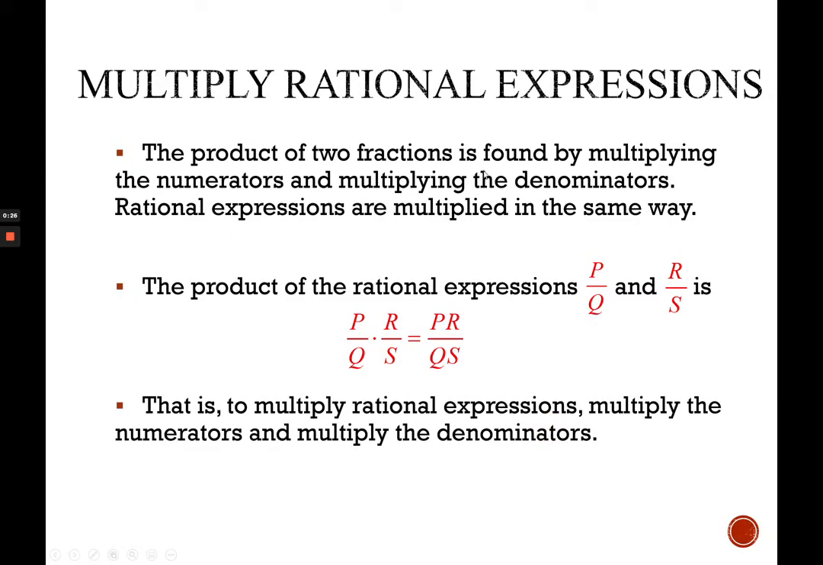The product of two fractions is found by multiplying the numerators and multiplying the denominators. Rational expressions are multiplied in the same way. The product of the rational expressions P over Q and R over S is P over Q times R over S, which is equal to P times R all over Q times S. That is, to multiply rational expressions, multiply the numerators and multiply the denominators. Let's have examples.